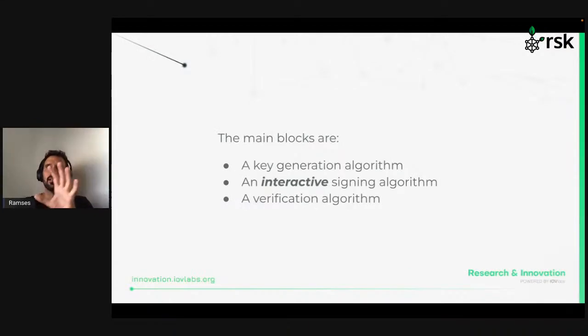So the main blocks of a blind signature are, as you can imagine, a key generation algorithm, an interactive signing algorithm, and a verification algorithm. This is similar to a digital signature. The main difference is that the signing algorithm is an interaction between the signer and the user.